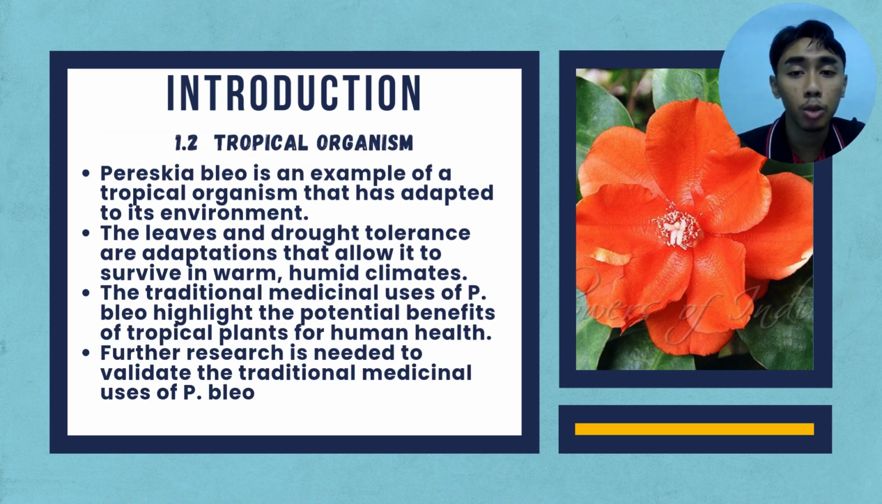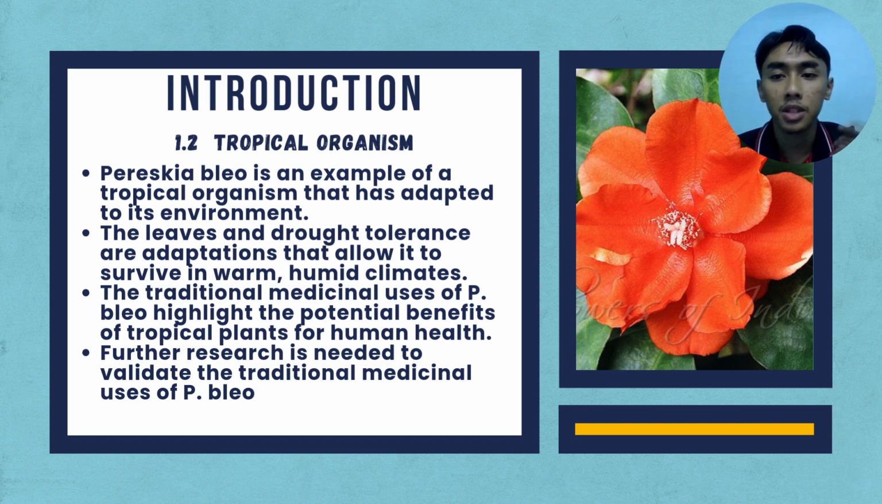Next is the tropical organism. Pereskia bleo is a unique member of the cactus family, which flourishes in tropical regions like Southeast Asia. Beyond its use as a vegetable, Pereskia bleo also holds a significant place in traditional medicine. Consumed as a tea or decoction, it is believed to address various ailments, including cancer, diabetes, and inflammation. Research supports this traditional use, revealing anti-diabetic and antioxidant properties in the leaves.